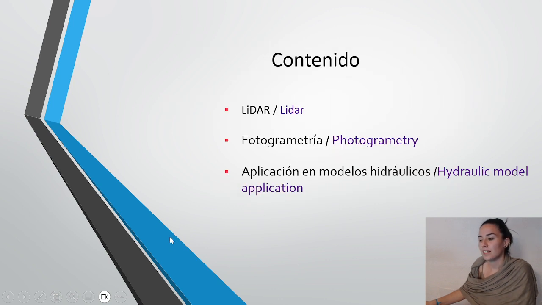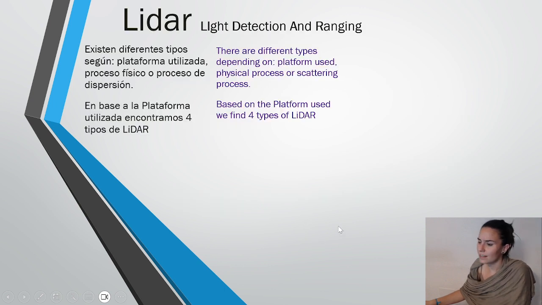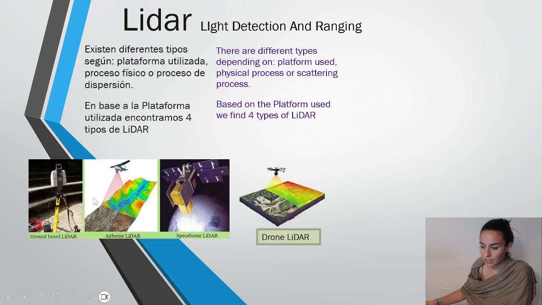We are going to go through these steps, and the objective is to get to know LiDAR data and how it can be used in hydraulic simulation, and photogrammetry the same. So what is LiDAR? It stands for light detection and ranging, and there are different types depending on the platform used. For example, it could be a total station, a plane, a satellite, or even drones nowadays.